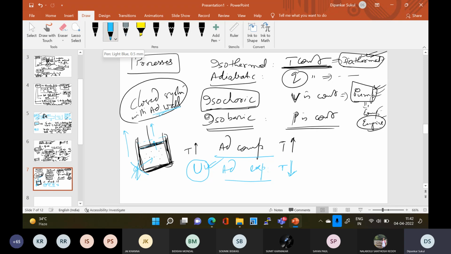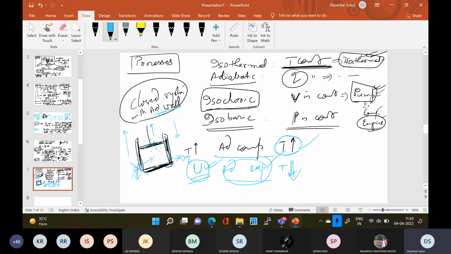Actually, when you are compressing it, that means you are doing some work from the outside, the surrounding is doing some work. And as it is an adiabatic wall, heat cannot go outside. As a result, your internal energy will increase and it will be manifested by an increase in temperature. Similarly, in case of adiabatic expansion, expansion happens at the expense of the internal energy of the system, and it will be manifested by a decrease in temperature.